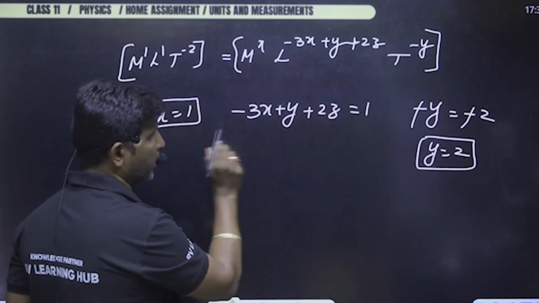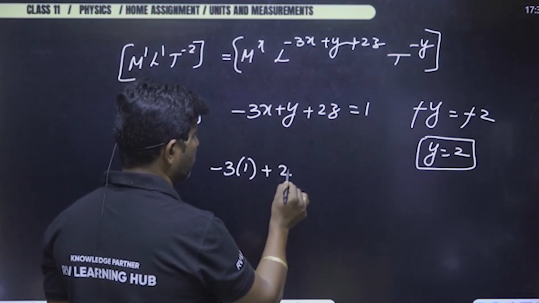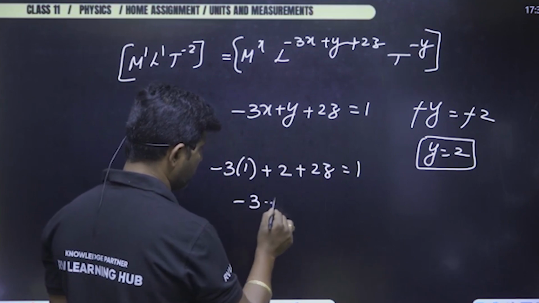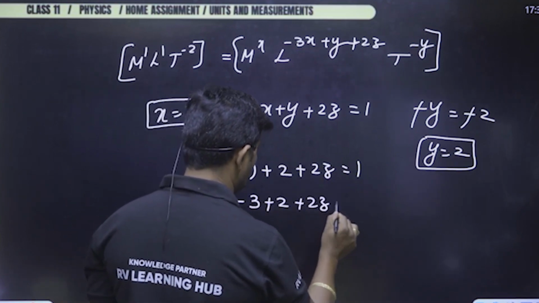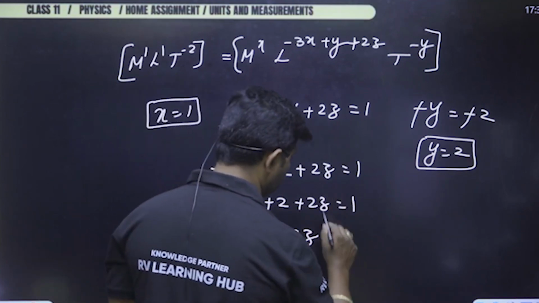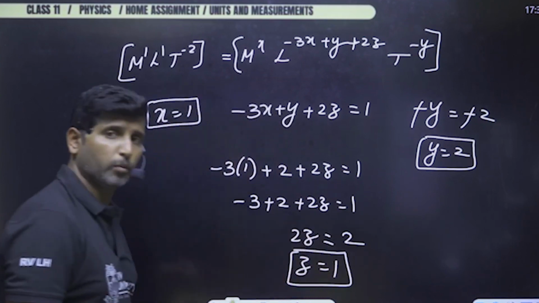Substitute the value of x and y in this equation here. Minus 3 into 1 plus y is 2 plus 2 into z is equal to 1. So simplify this. Minus 3 plus 2 plus 2z is equal to 1 here. So 2z becomes equal to minus 1, it will go to the right hand side, become 2. Therefore z becomes equal to 1.